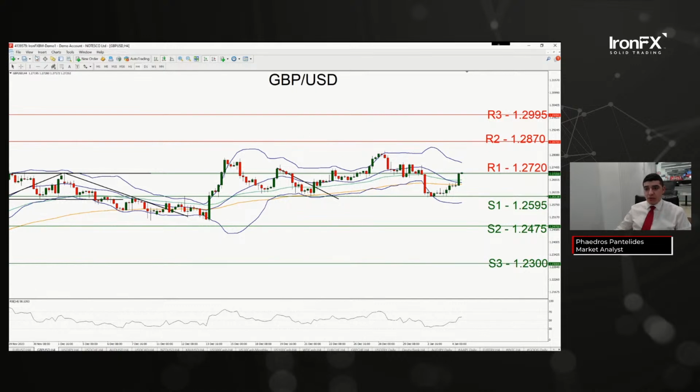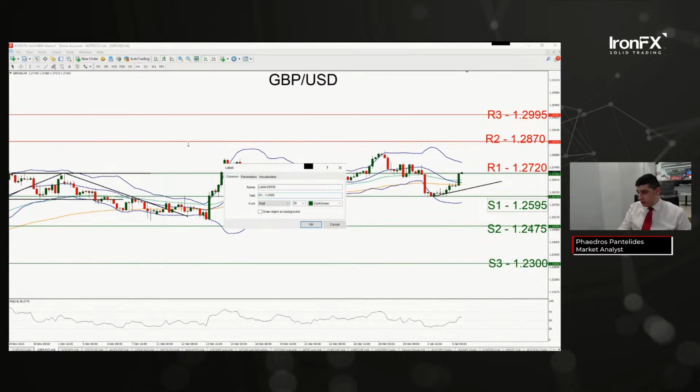So for the British pound, we could be slightly more bullish, although wary for a potential reversal. It could also be facilitated by an upwards moving trend line. But for now, I maintain a short term bullish outlook for cable. Now I need to readjust my support and resistance levels.